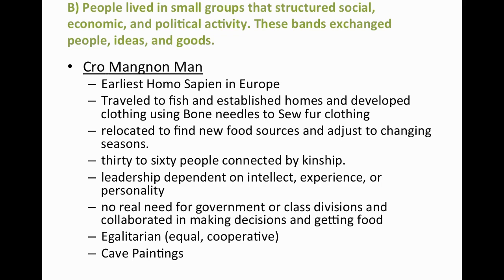If you ever see a cave painting on a test, that's probably related to the Cro-Magnon man. So there was that artwork or that communication that they would use. But more importantly, you're probably going to focus on their lifestyle, which was small groups, nomadic, and adapting to the environment, using fire, right? Using the stone flakes, the bone needles.